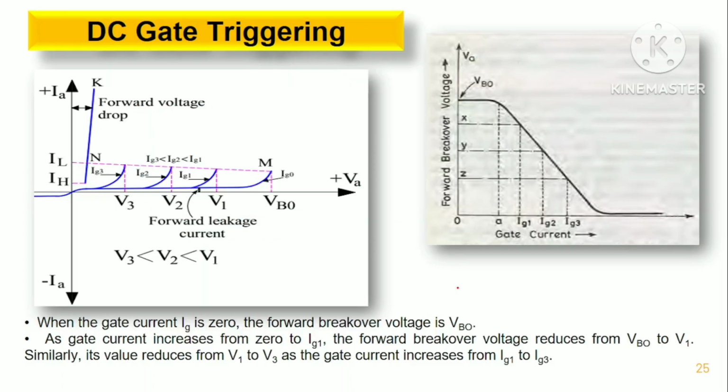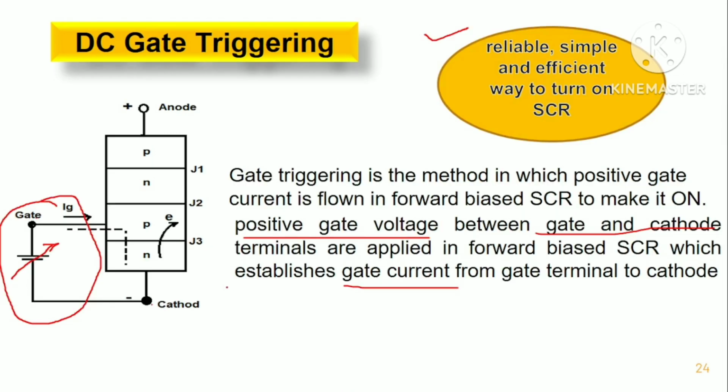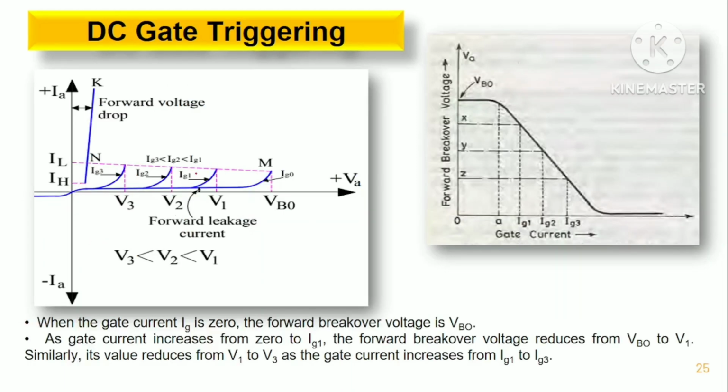Now by increasing the gate supply voltage, the gate current also increases slowly. For different values of gate current, it is noted: Ig1 is the first gate current for a particular voltage. Let us say for voltage V1 there will be a gate current Ig1. For V2 there will be a second gate current Ig2, and for V3 a third gate current Ig3.